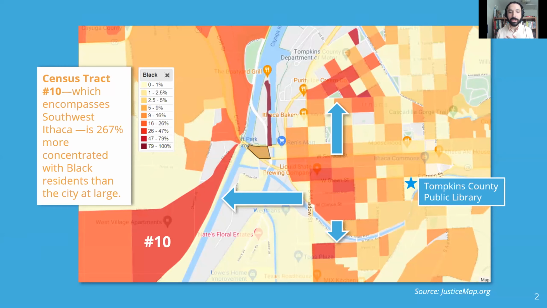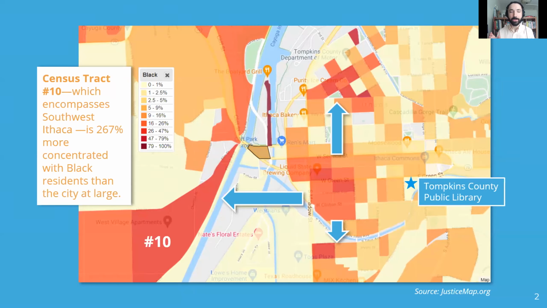This has led to several issues, among them that African Americans are now twice as likely to depend on public transportation or on receiving rides from neighbors to get around. There's also a general sense of social fragmentation, that there is no longer the feeling of a single cohesive African American community in Ithaca. The Tompkins County Public Library is only a few blocks east of the historic South Side.